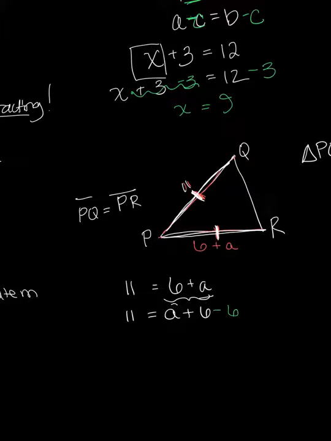What I do to one side, I've got to do to the other. Now I can solve. What is 11 minus 6? Hopefully you said it's 5. And that is a plus 0, because 6 minus 6 is 0. So a equals 5. This should be my solution.